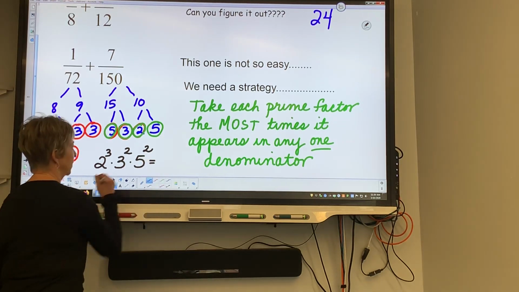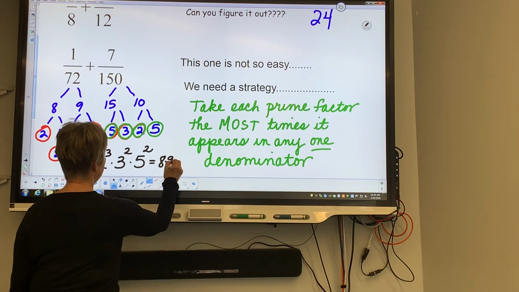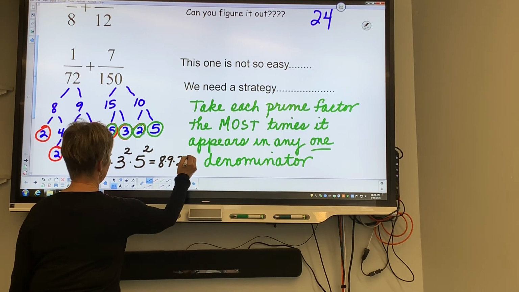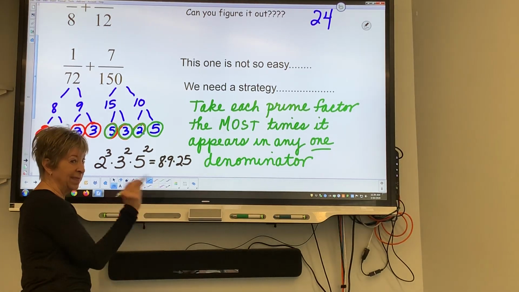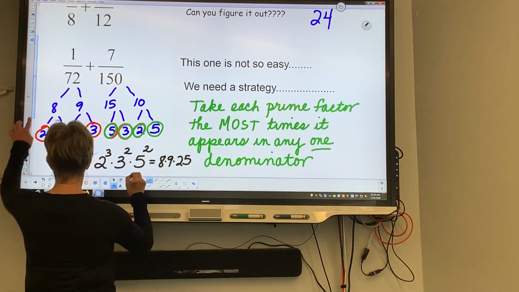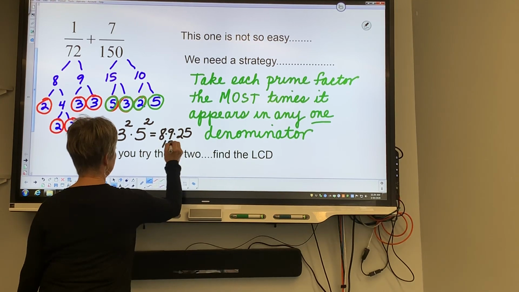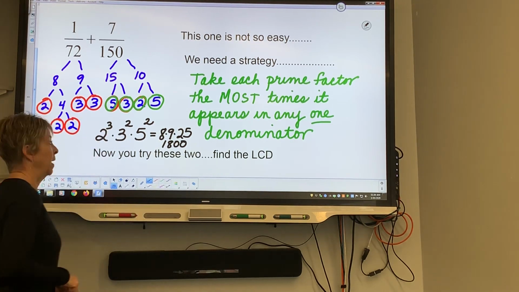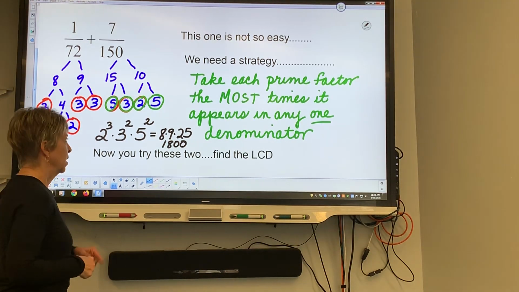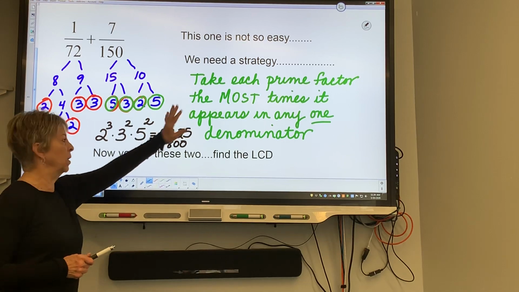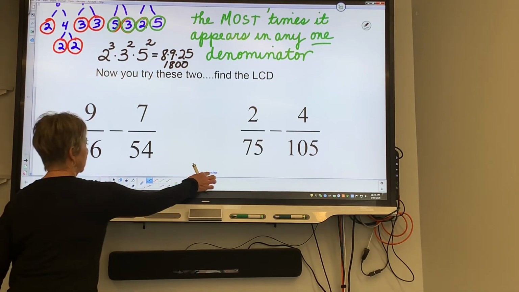So can we figure out what that is? Uh-oh. So this is going to be 8 times 9 times 25. 8 times 25, I can do that. That's 200 times 9 tells me that this is going to be 1,800. So that's pretty big. I don't know that we would have found that out the other way. So remember what I wrote in green there. So now let's try doing these.